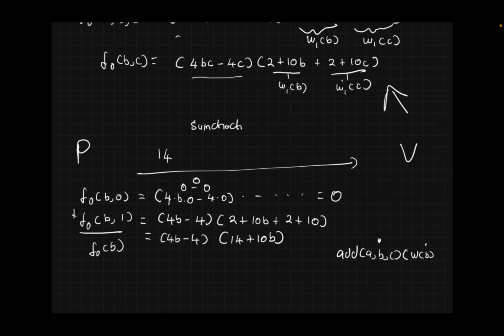So now we're supposed to run sum check on something that looks like this. This is a product of two multilinear polynomials. So that's what we want to look into next.